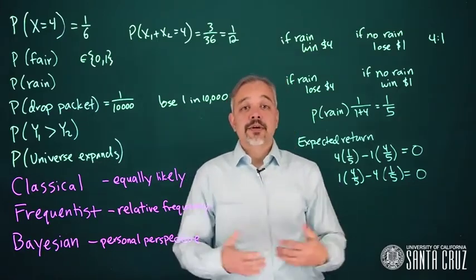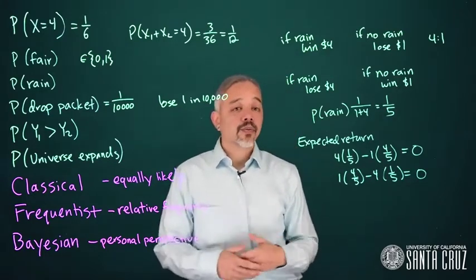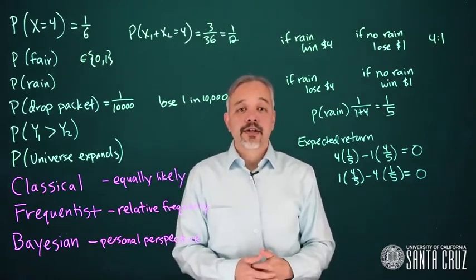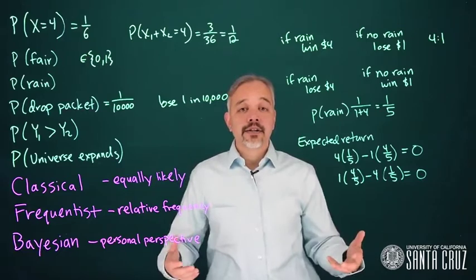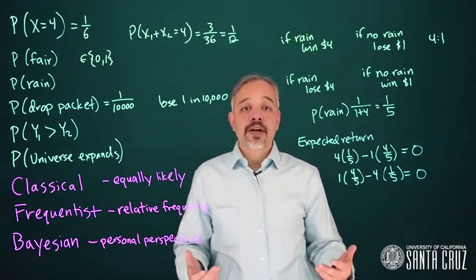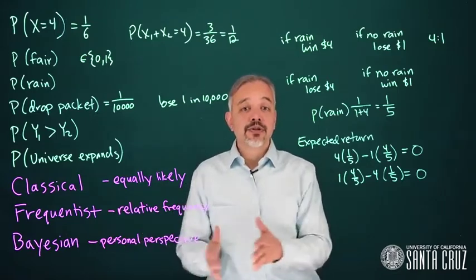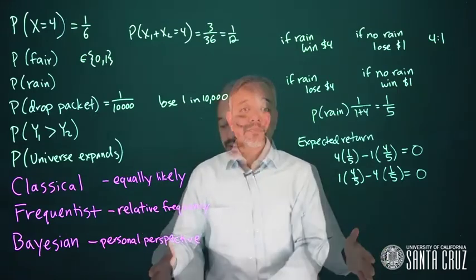So you can use this betting framework to think about what is your personal probability based on what bets you'd be willing to take. In most cases, it's fairly easy to bracket it. You'd take a bet that was 1,000 to 1 in favor, but you wouldn't take a bet that was 1,000 to 1 against. And so your personal probability is somewhere in between.